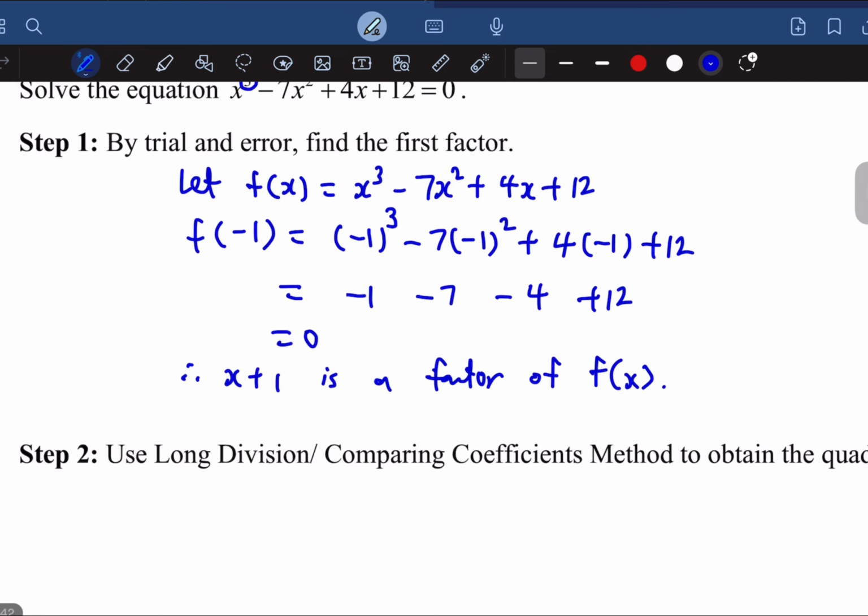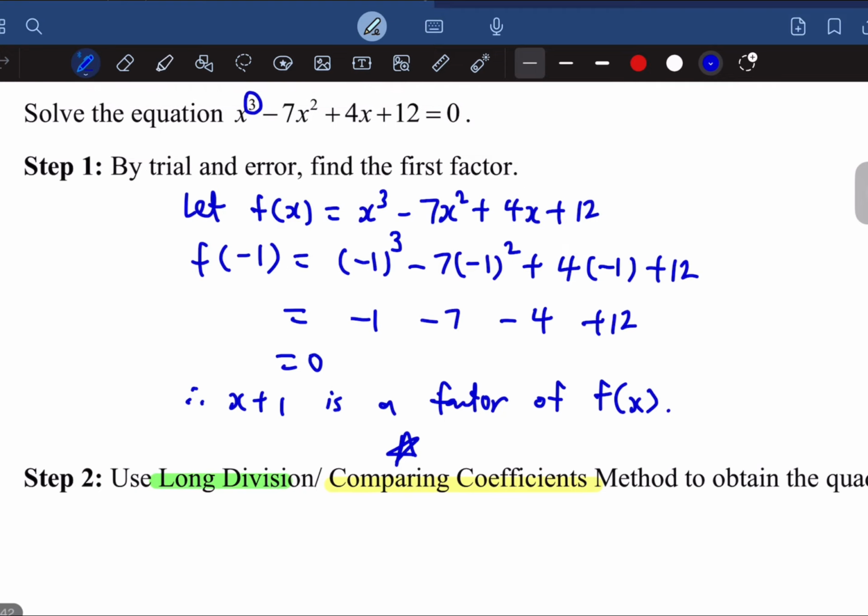Then either we use long division or comparing coefficient. I'll show both. You all decide which method to use, but I would suggest this will be a better method. Why? Because it is shorter work. It will consist of shorter working. So from here, I use long division first. Long division.